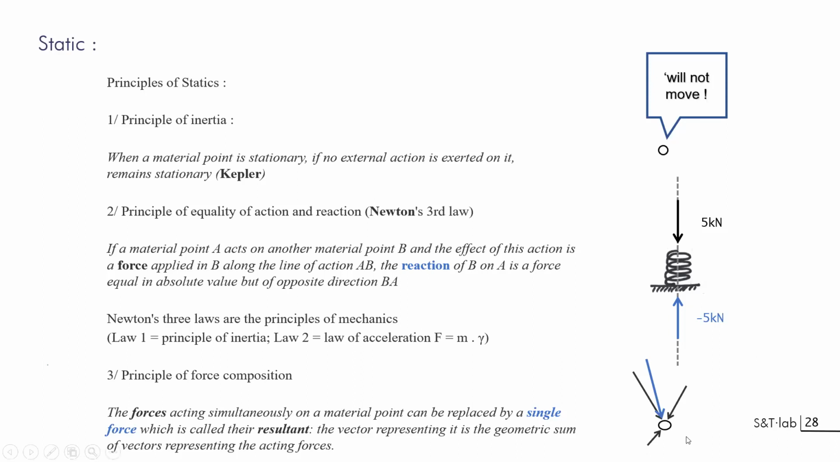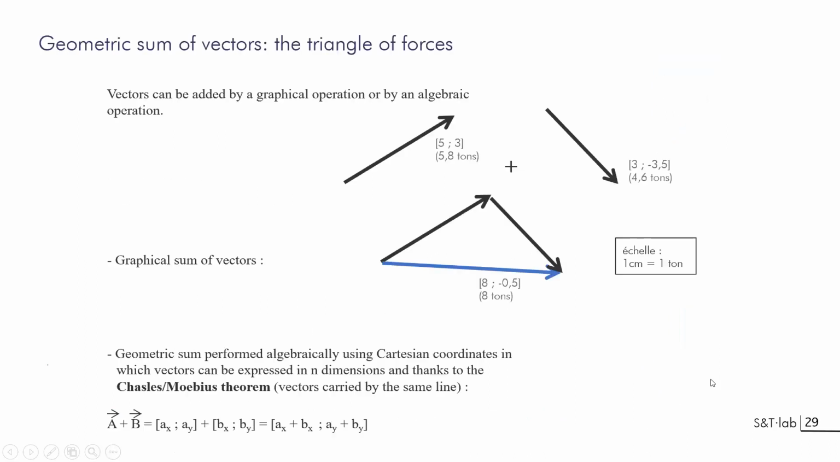This is the third law of Newton, the first law being the principle of inertia, and the second being the law of acceleration. The third principle that we'll be using for graphic statics is that if you have several forces acting on a point, you can replace all these forces, the black ones, by the resultant, designed here in blue, and just manipulate the resultant force. To get the resultant force, you can use a simple construction based on adding these vectors: the start of the second arrives at the end of the first to get the resultant. Of course, you can also do it algebraically.